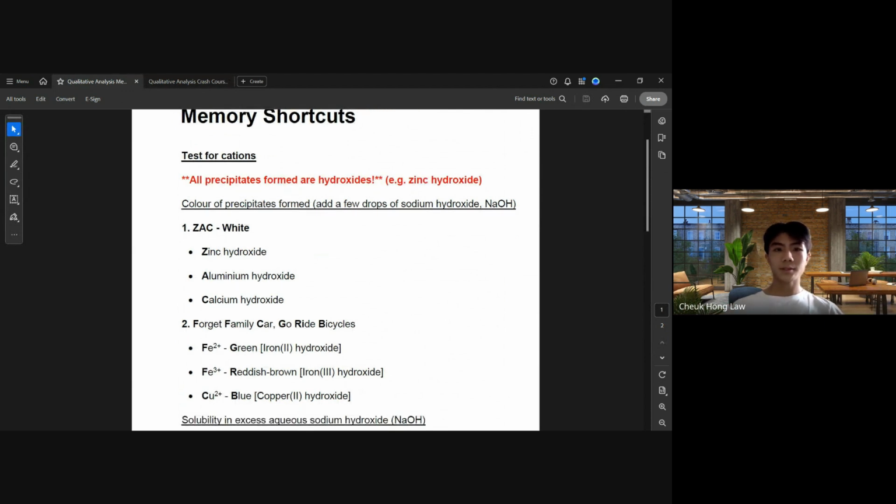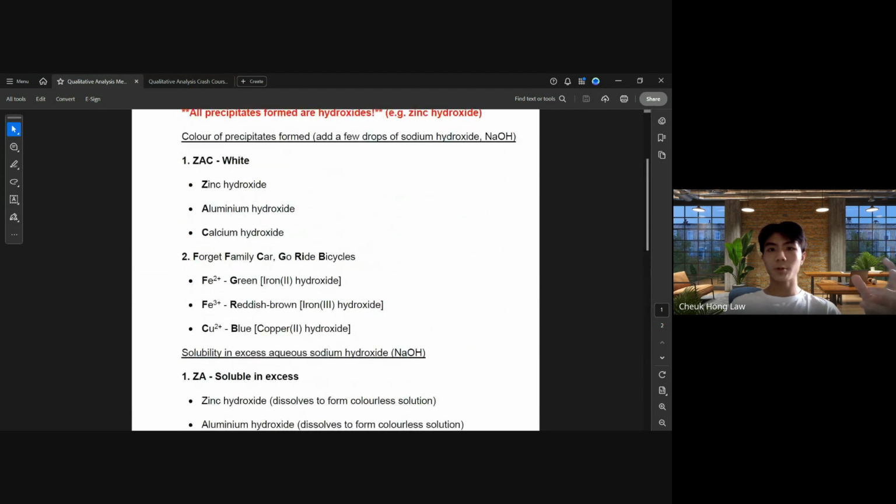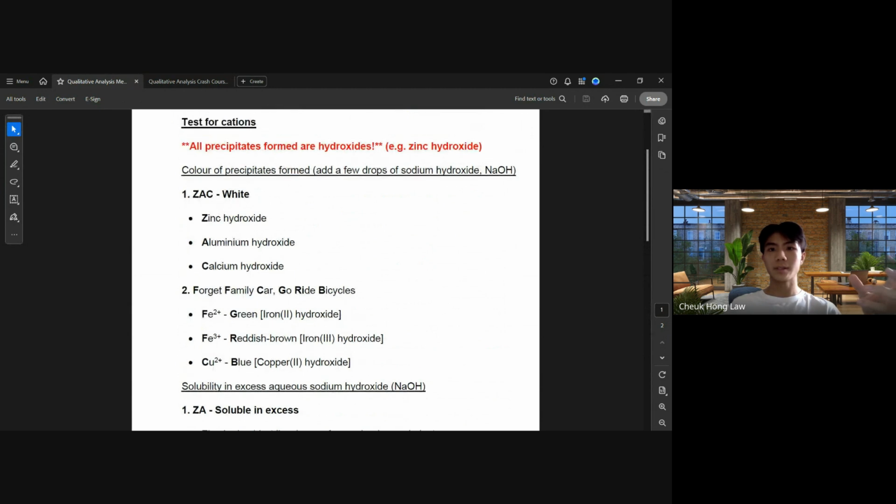So how do you remember the color of the precipitates formed? Firstly, there are two reagents that you use when you test for cations. The first reagent is sodium hydroxide. The second reagent is aqueous ammonia. We're going to talk about sodium hydroxide first. For sodium hydroxide and for ammonia individually, there are two observations that you need to look out for.